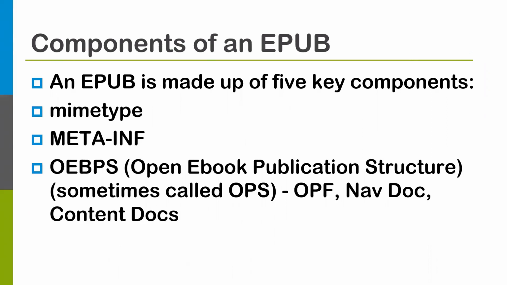There are many components of an EPUB file, and there are 5 major components, and I'll go into details about exactly what is in each of these components in the next slides. There's the MIME type, the meta-inf file, the open ebook publication structure, which sometimes is called the OPS, or the Open Publication Structure, and within the OEBPS is the OPF, the navigation document, and the content documents.